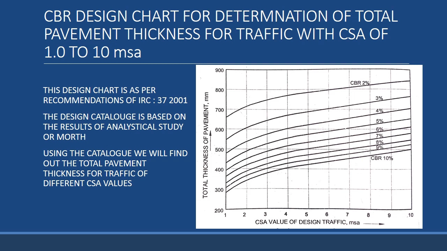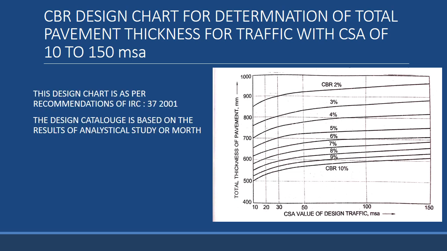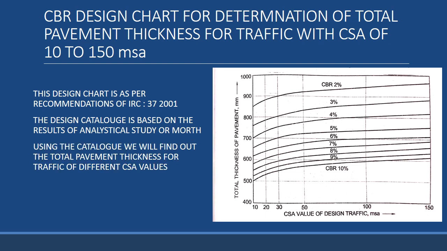Okay, then let's see another design chart which is similar to this one, but the range for the MSA values will be different. Again, this is for the range 10 to 150. Here the CSA value range is from 10 to 150, and the pavement thickness range is from 400 to 1000. The CBR values are represented in terms of the curves, that is 2%, 3%, 4% till 10%. Same, it has been derived from the IRC 37/2001 study by MORTH, and we have to use this catalog for finding out the total thickness.